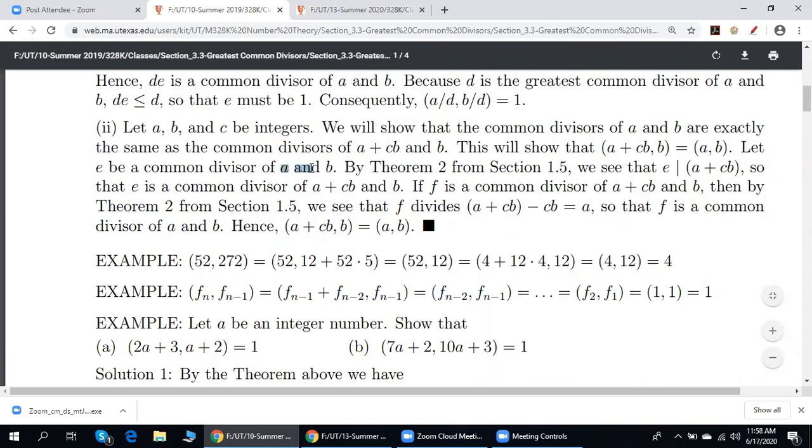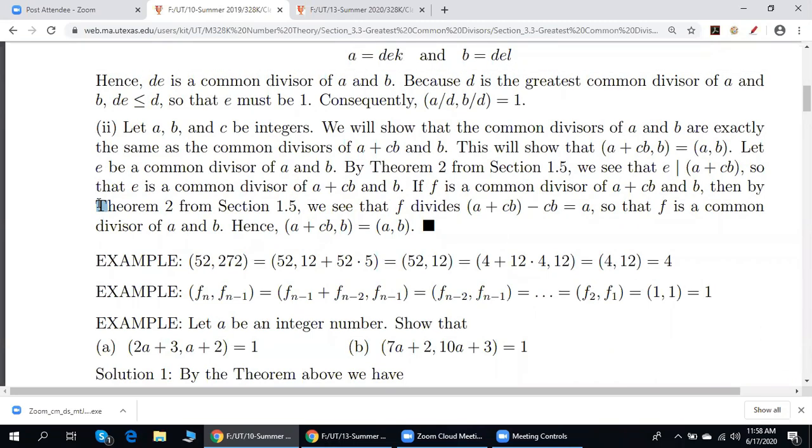First, consider a common divisor of A and B. Let us denote it by E. Then consider a common divisor of A plus CB and B. We denote it by F. We are trying to show that the set of all common divisors of A and B is equal to the set of all common divisors of A plus CB and B. This is what we're trying to show.